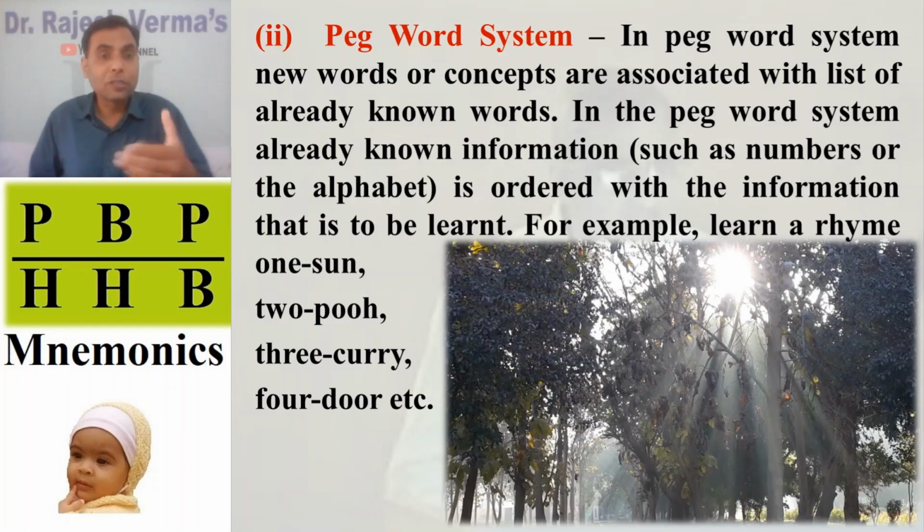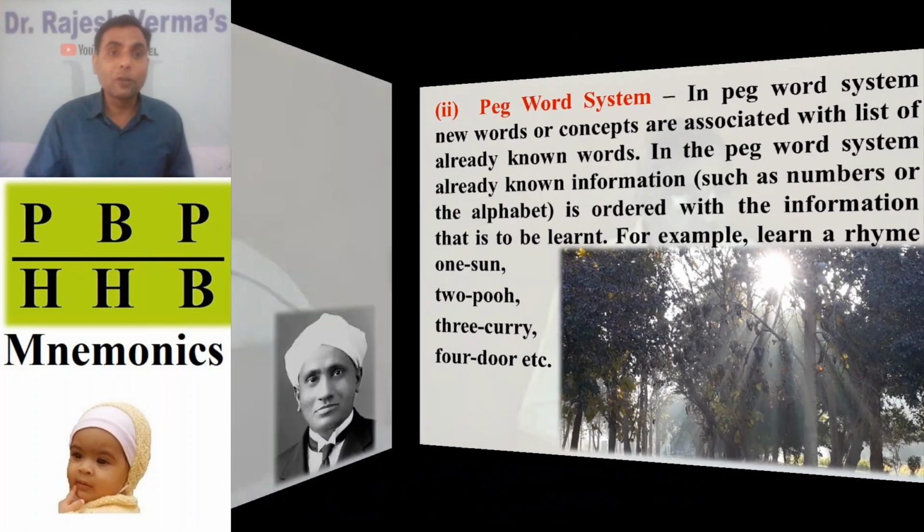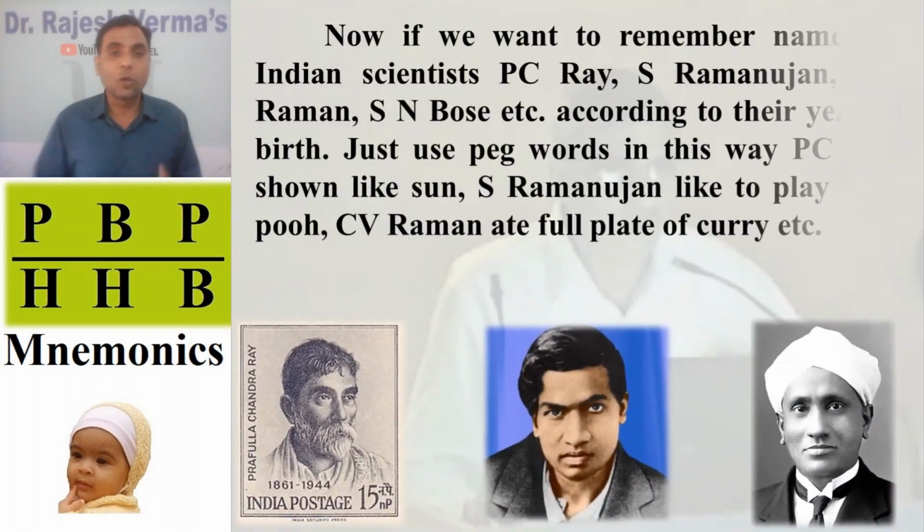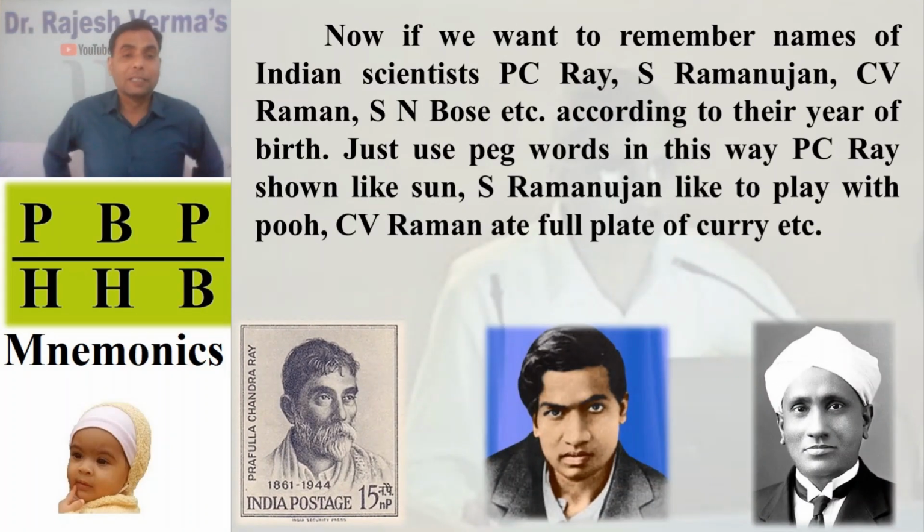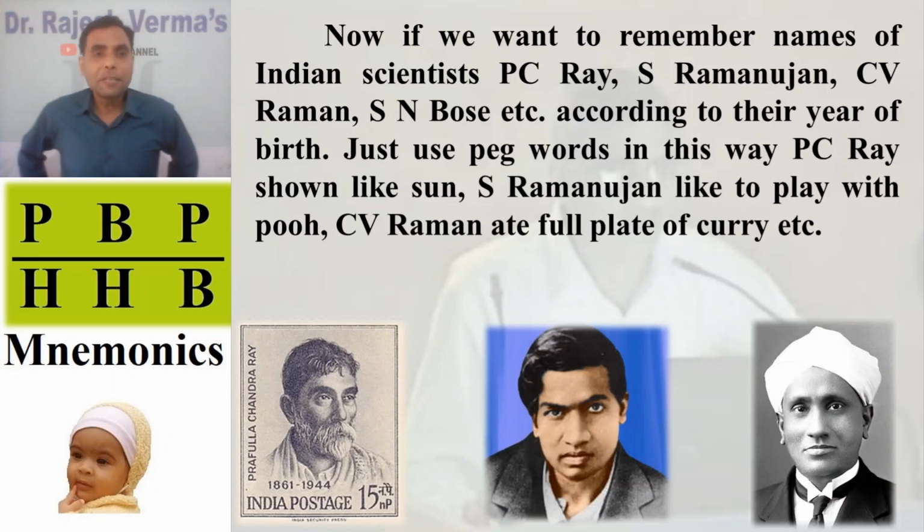This is the peg word system. Now we have created this system. So we want to remember the names of these scientists according to their year of birth. So this way you can remember. Just use peg words in this way. P.C. Ray shone like sun. This means one. Out of these four scientists, he was the first to be born.